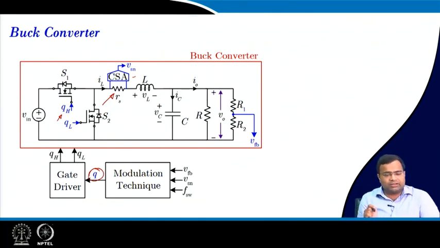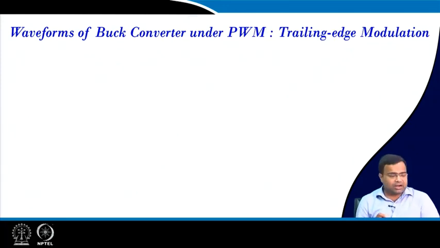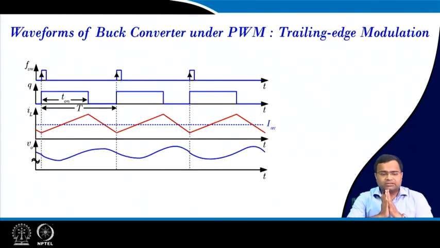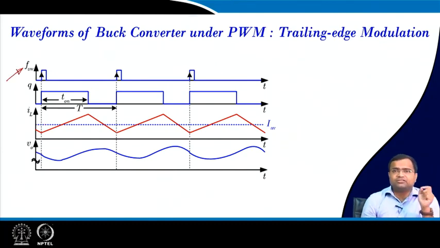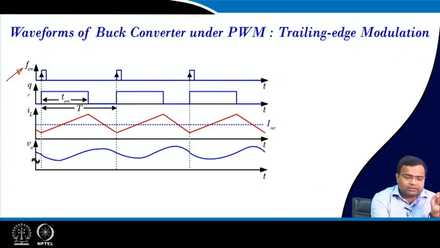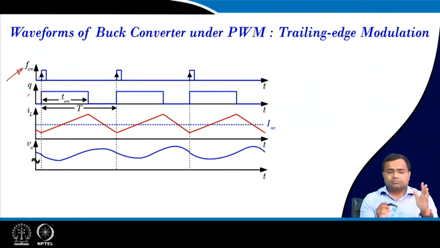Now, to start with, let us consider trailing edge modulation. What is trailing edge modulation? We have an external switching clock FSW, and this will decide our switching frequency of the converter. Then the gate signal Q will go high when the rising edge of the clock comes, and it will be turned off after, suppose, a fixed duration. So, how do I generate this signal?